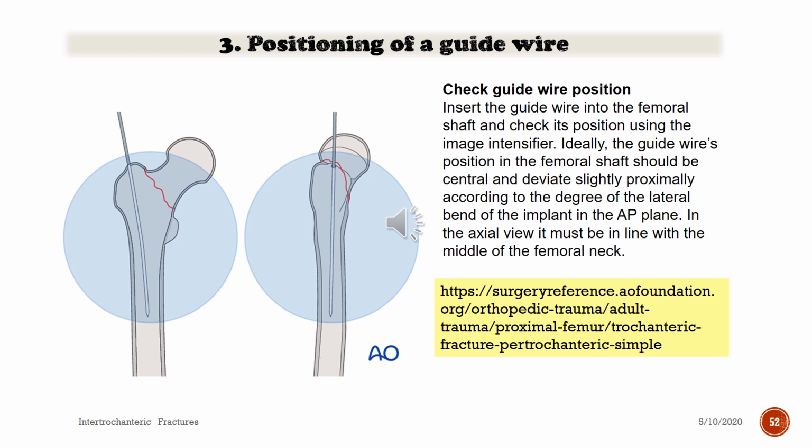Check the guide wire position. Insert the guide wire into the femoral shaft and check its position using the image intensifier. Ideally, the guide wire's position in the femoral shaft should be central and deviate slightly proximally according to the degree of the lateral bend of the implant in AP plane. In axial view, it must be in line with the middle of the femoral neck.